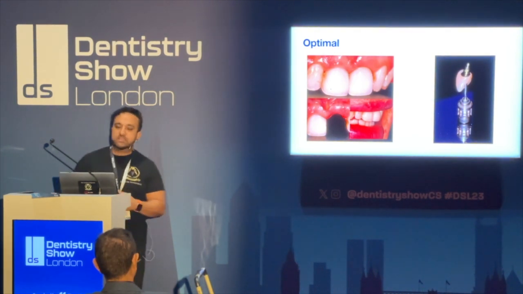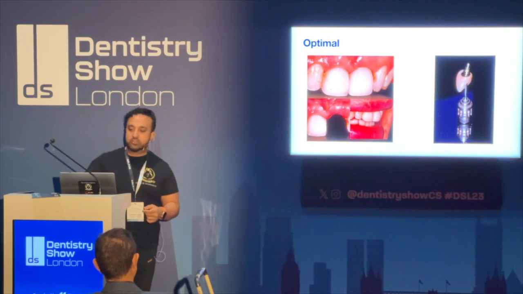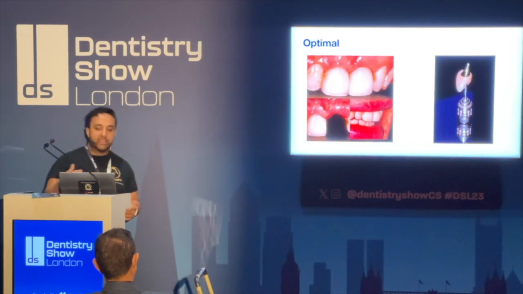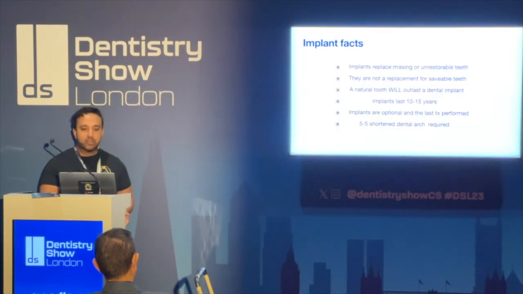So this is an optimal situation where we took the tooth out, placed the implant, restored it with a screw-retained prosthesis back to what the patient wanted, and we're able to save the soft tissue profile. So we had great soft tissue profiles.